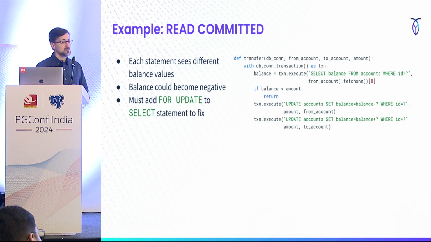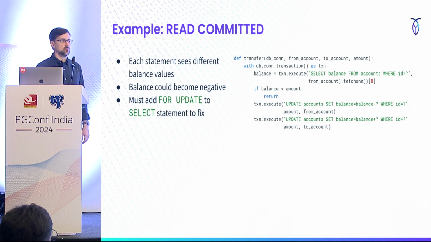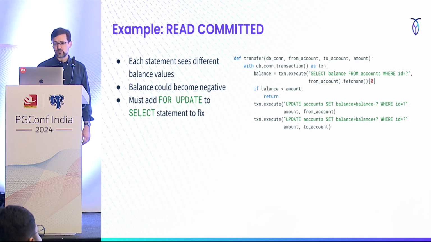So starting with read committed, each of these statements is going to see a different value for the balance. You may see in the first select statement that you have enough money in your account, and then another transaction comes through, and by the time you come to the update, your balance is lower, and now it can actually become negative. This is probably not what you wanted because you put in this balance check. You need to be able to prevent this balance from going negative in the course of this transaction. And so you need to add the for update clause to the select when you're reading to ensure that the amount is going to stay the same from your select to your update.